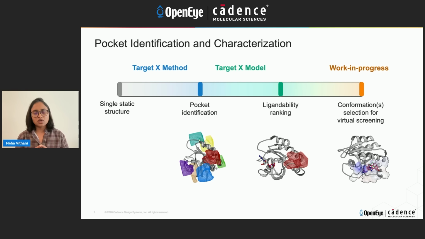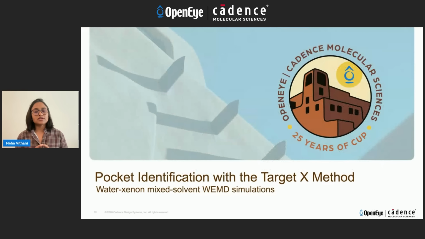Finally, we have started working towards identification of conformations that can yield you high success rate during virtual screening in separating actives from inactives. I'll first tell you about the TargetX method for pocket identification.